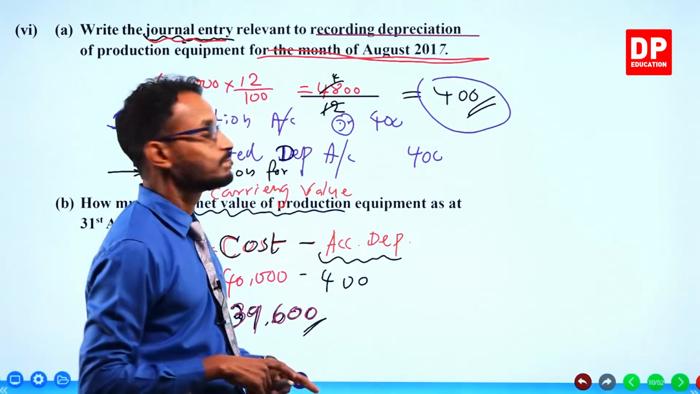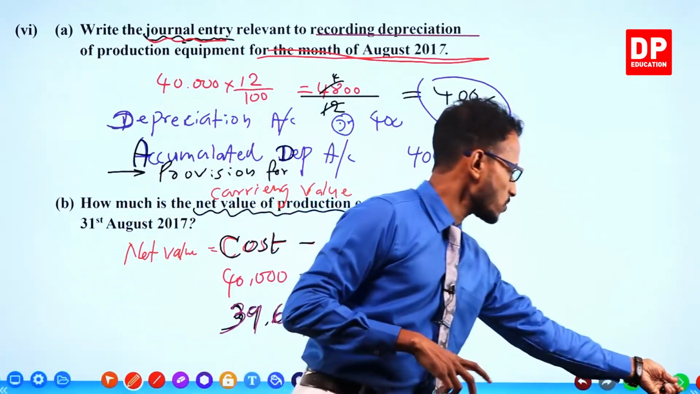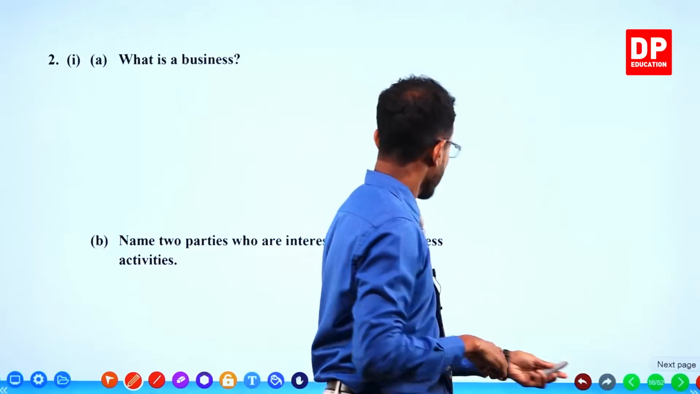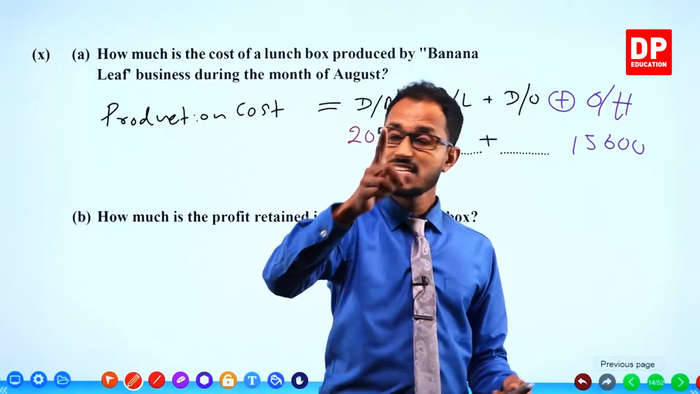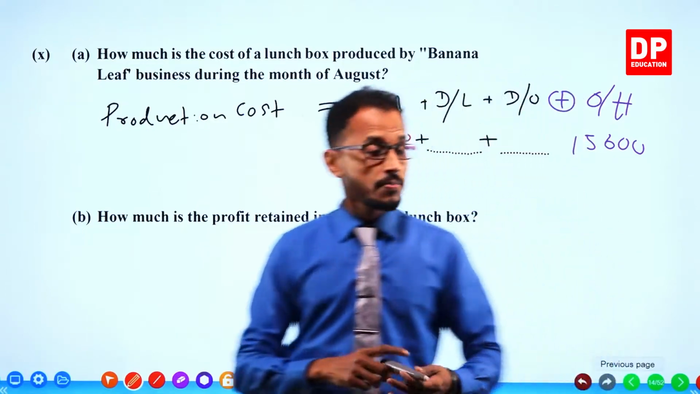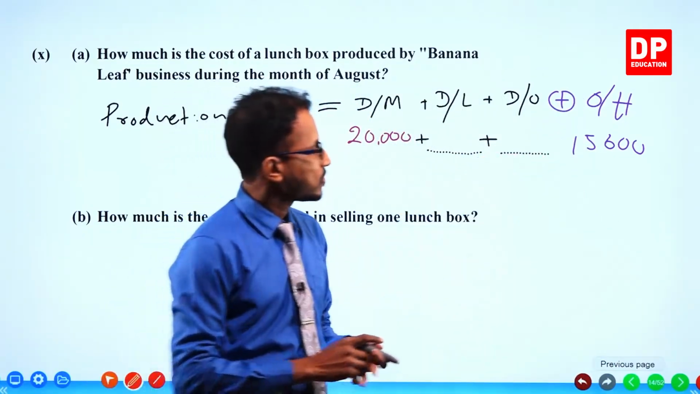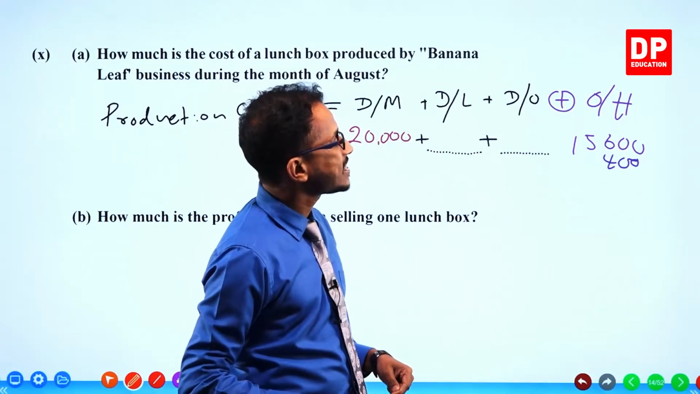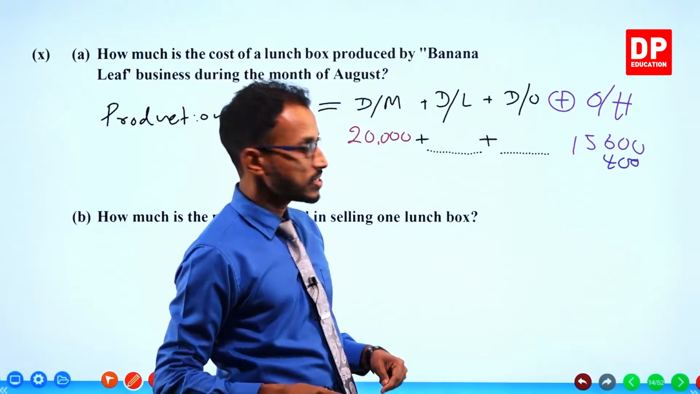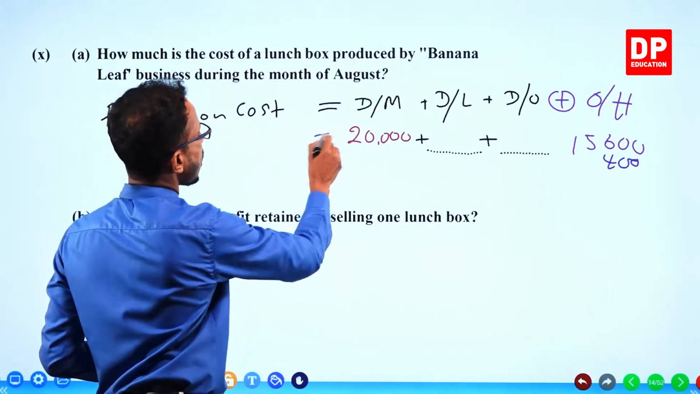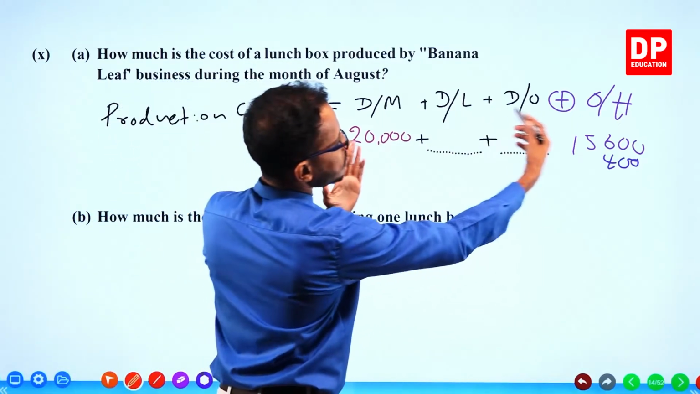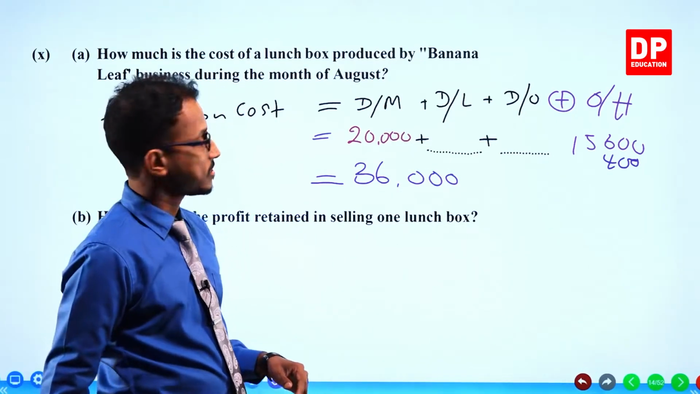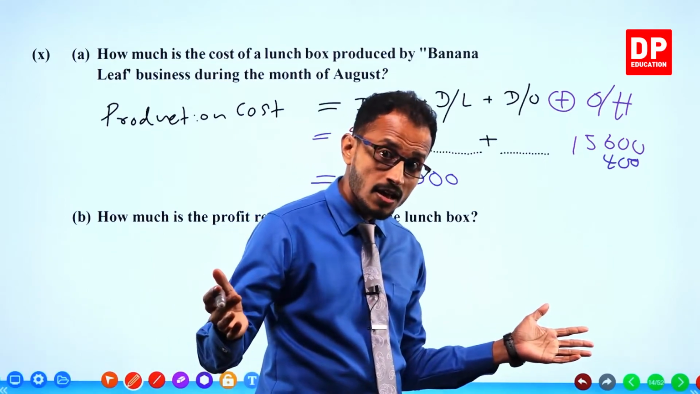There you go. That's how you go wrong in these questions. Right at these points you go wrong. Okay, 15,600, no, should add the 400 depreciation too. Then it becomes 16,000. So the total production cost becomes how much? 20,000 plus 16,000, 36,000. Is that all? Is this the answer?